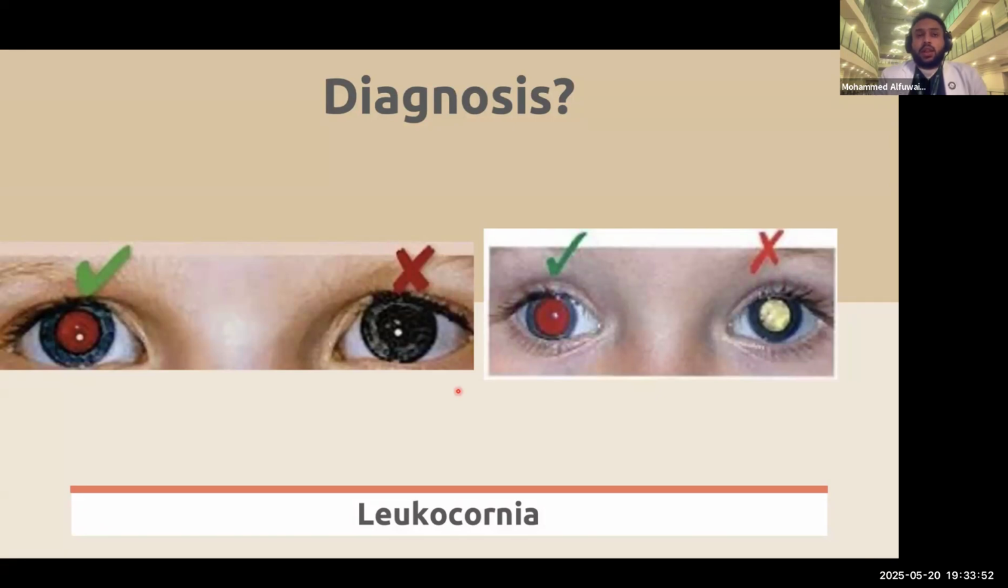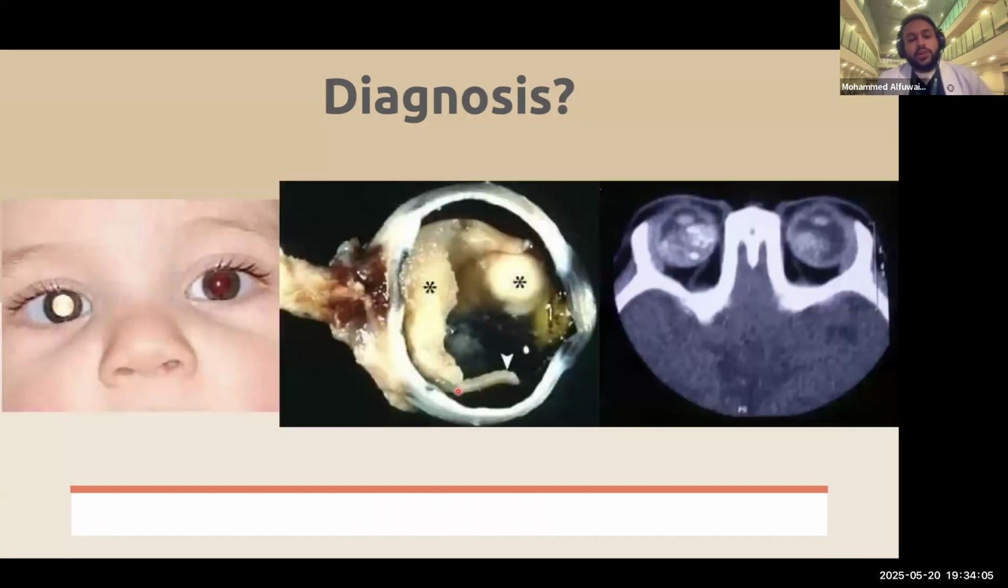Why is this important? A, if it's retinoblastoma, you need to investigate it further and treat the disease, which is a tumor, a cancer. Number two, if it's cataract, you can easily fix it. Okay. Now, what does this baby have?